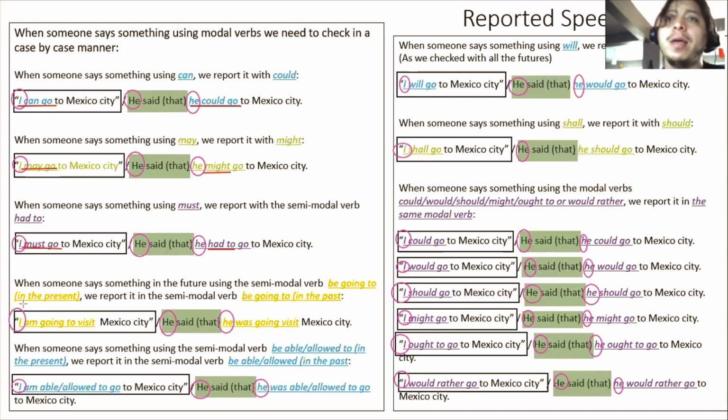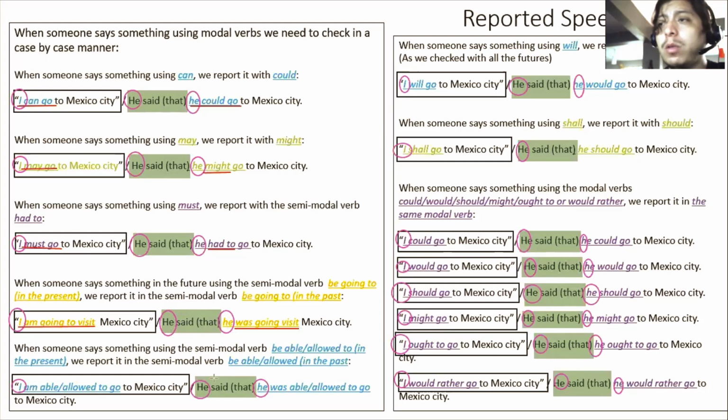Then we have, I am going to visit Mexico City. This is a semi-modal verb for the future. I am going to visit. I will visit. This is technically in the present continuous. I am going to, although it means future, it is technically in the present continuous. So you can change it to the past continuous. He said that he was going to, not I'm going to in the present, but was going to in the past.